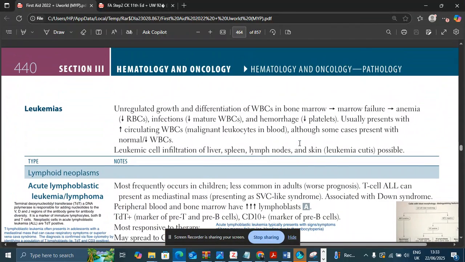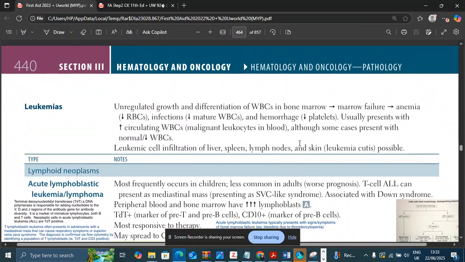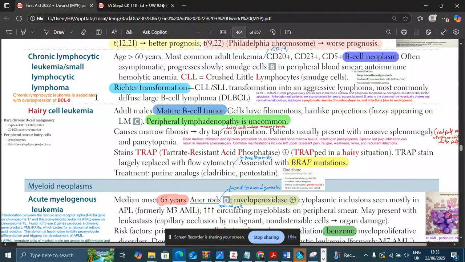This is our second lecture on leukemias. In my previous lecture, I talked about acute lymphoblastic leukemia and acute myelogenous leukemias. In today's lecture, we will cover chronic lymphocytic leukemia, hairy cell leukemia, and acute myelogenous leukemia.